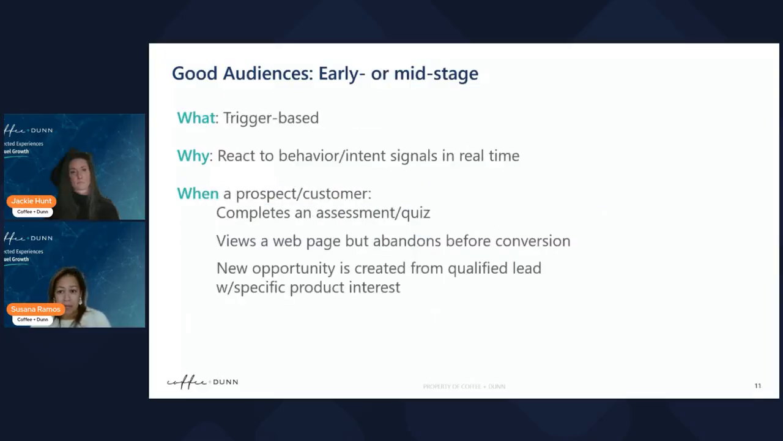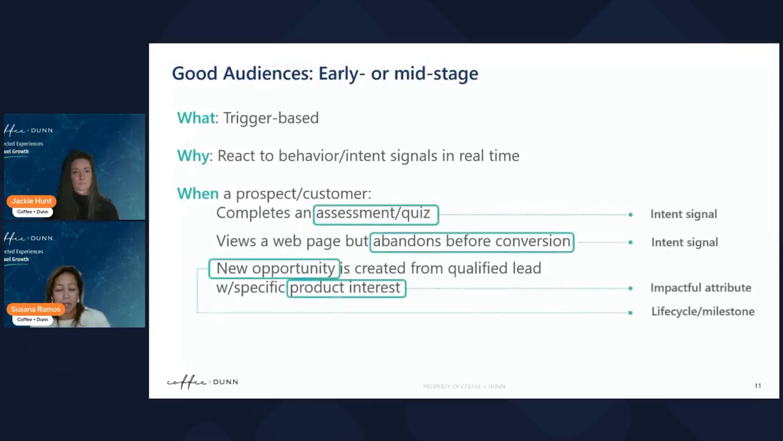Now, we talked about segments and the way that segments can be curated here, but it's important to know that audiences are not just segment-based, right? This is where triggers come in. And the goal here is to react to the behavior or those intent signals in near real time. So I've got some examples here. In this case, we have a prospect or customer that's completing an assessment or a quiz that you may have on your site. That's a strong intent signal that someone's willing to put in the time to do that. If they are looking at a certain page, but they abandon before they fill out the form or complete the purchase, again, a strong intent signal related to interest.